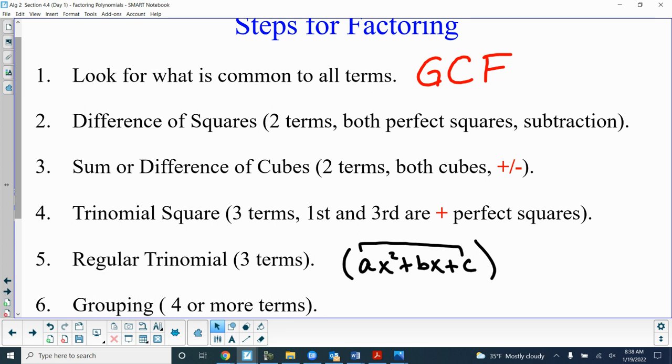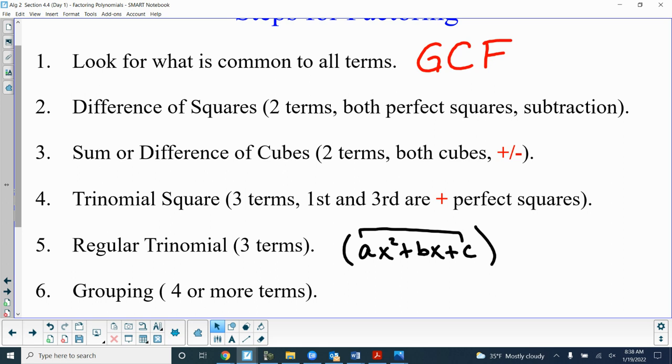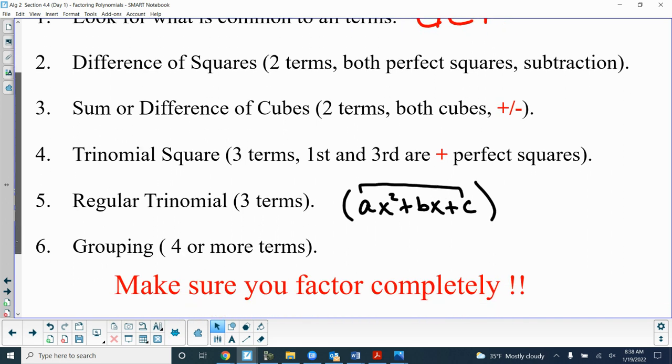The trinomial square was when we did the completing the square stuff, when the first and the third term were positive perfect squares and it passed our 1, 2, 3 test. Regular trinomials, we did those a lot, and then the grouping. So you've seen all these. The only one you haven't seen is number 3, sum or difference of cubes, and we'll talk about this today. Remember, always make sure you factor completely.